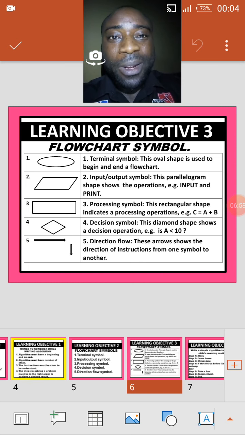Alright, let's look at number 4, decision symbol. This diamond shape shows a decision operation. That is, where you have a decision you want to take. Like, should I go to school tomorrow or not? So, that question is a yes or no question. And that is why we use decision symbol. We have an algorithm and a flowchart that has this. So in our example, you will see that. Alright, the last one is direction flow. These arrows show the direction of instruction from one symbol to another. That is, it joins one symbol to the other.